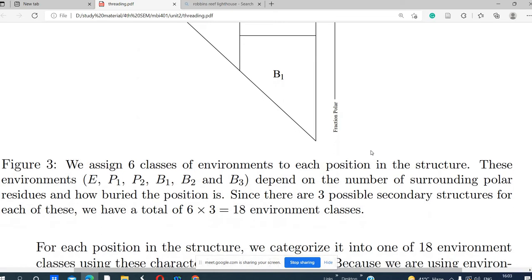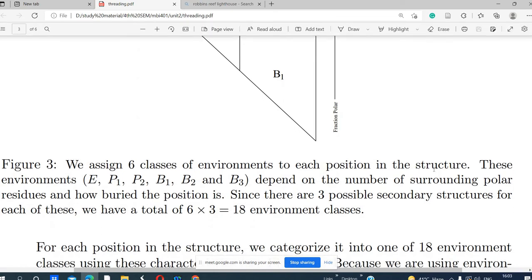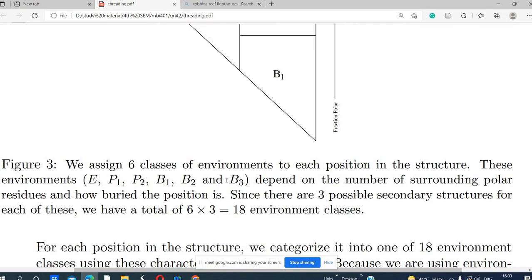So we assign the 6 classes of environment to each position in the structure. How do we assign? These environments are E, P1, P2, B1, B2, B3. So these are the profile. This makes the profile of the amino acid. It depends on the number of surrounding polar residues and how buried the position is.